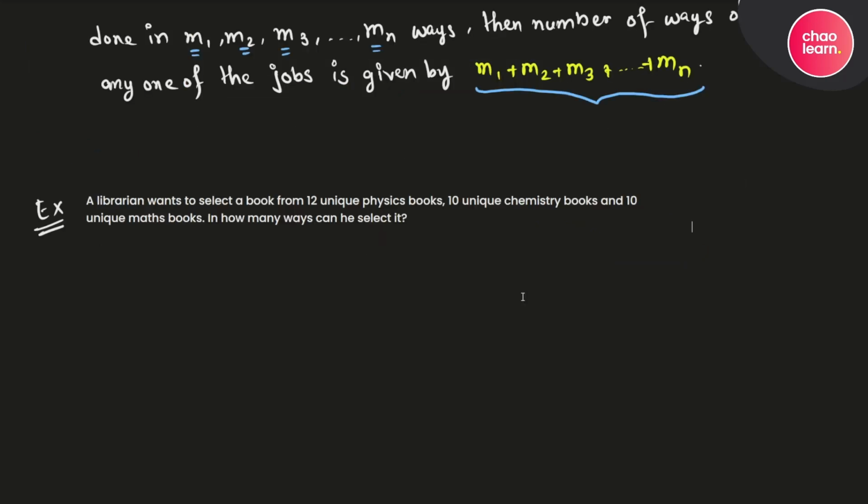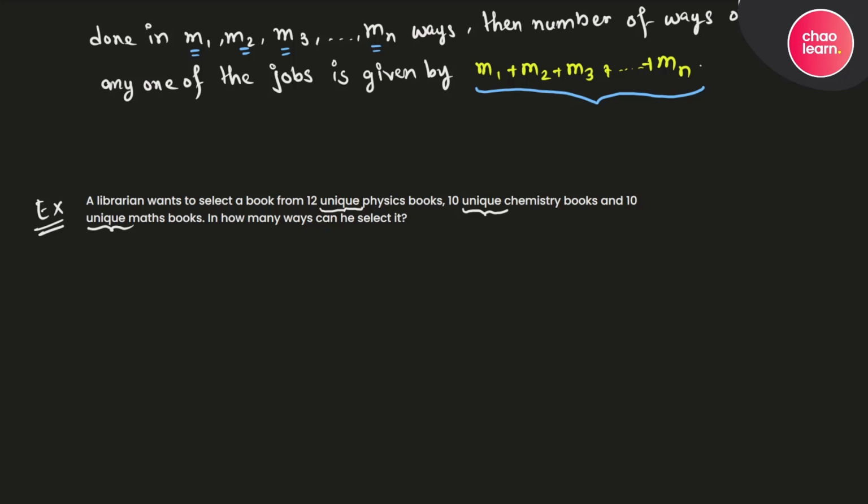So we have here this pretty straightforward question. Let's read it first. A librarian wants to select a book from 12 unique physics books, 10 unique chemistry books and 10 unique maths books. In how many ways can he select it?